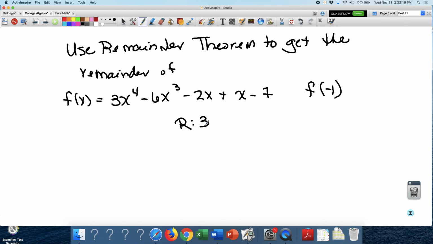I stored -1 as my x, and I typed in 3x to the 4th minus 6x cubed minus 2x plus x minus 7. And whatever you get as your output is your remainder. Okay, so now what I want you to do is go to the quizzes and let's assess your knowledge of the remainder theorem.